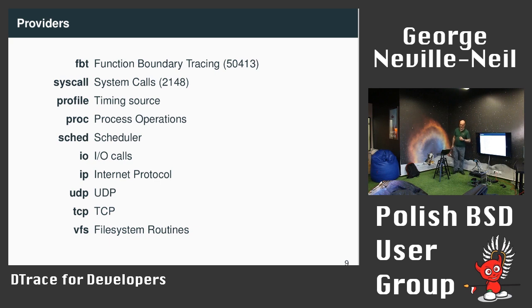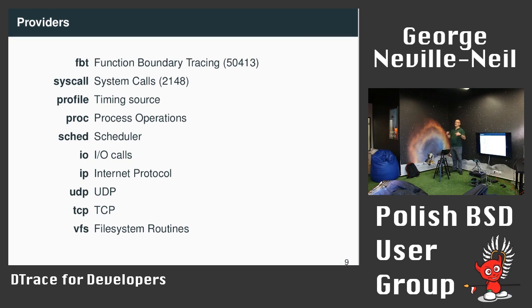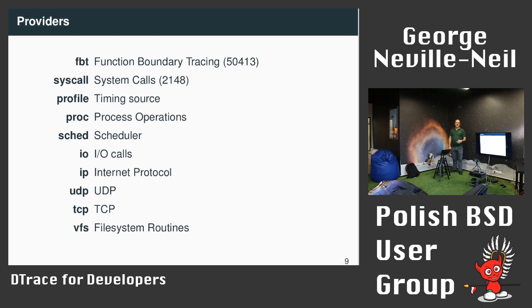But FBT is the largest collection of probe points on any system. And the function boundary trace point, which means entry and exit of every function in every compiled C or C++ file built on the system, these are generated every time the compiler runs. So when you do a build world on FreeBSD, we build all of these for all of the programs that we do in build world. And we build it for the kernel when you do build kernel.